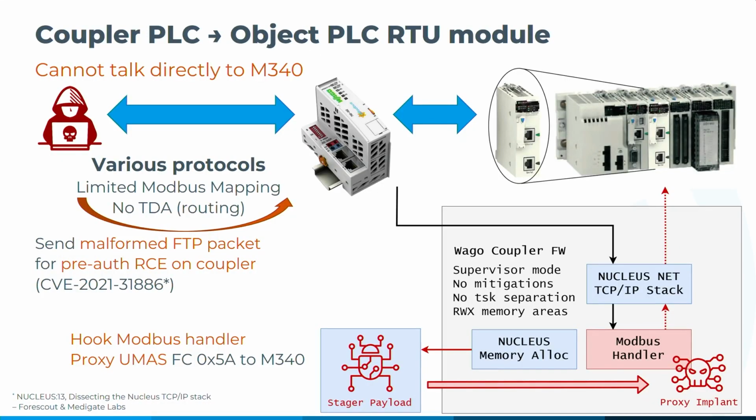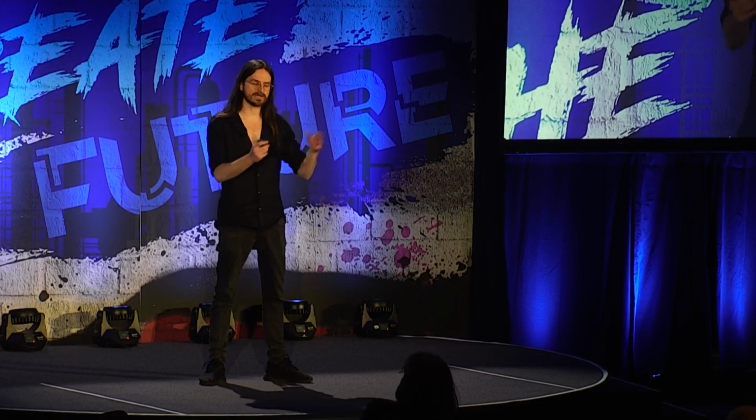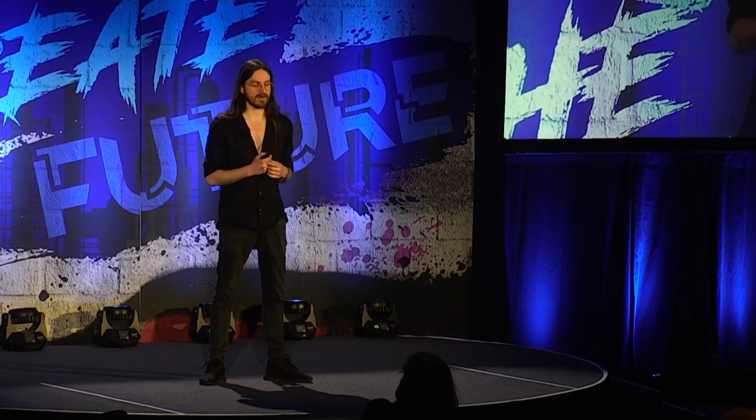So in our scenario, we used as a coupler device the Wago 750 series, but really it could be any sort of coupler. And this talks to the object PLC controlling the bridge, which is a Schneider Electric M340. We can't talk directly to the M340, so first we want to bypass that limit by hopping onto the Wago. And the way we do this is we exploit a malformed FTP packet, so we get code execution, pre-authentication, by exploiting one of the Nucleus 13 vulnerabilities that we covered a couple of years ago in our research.